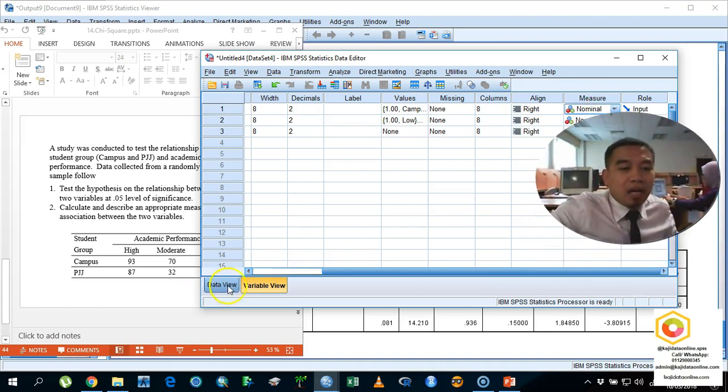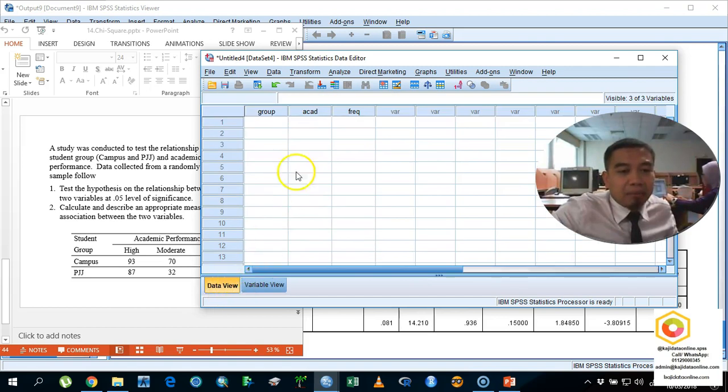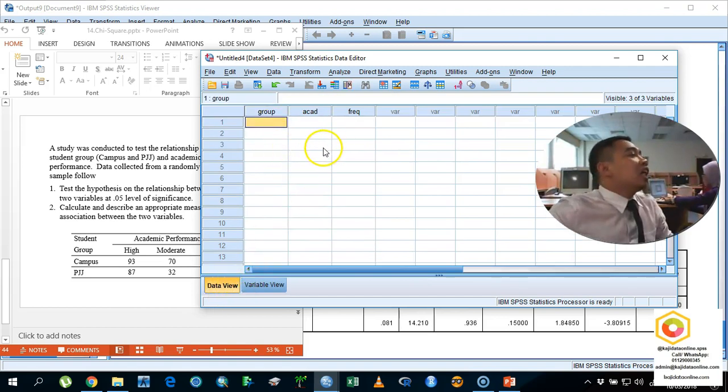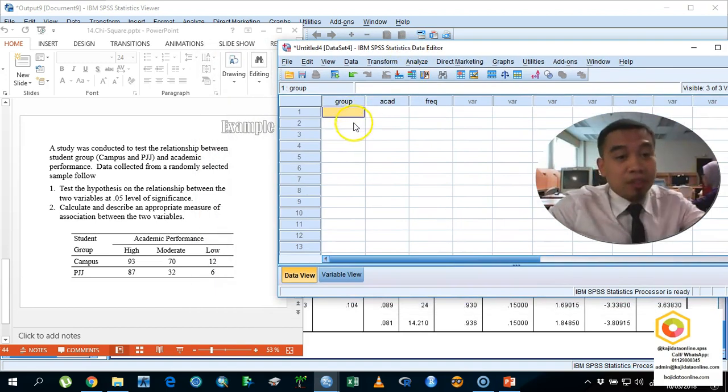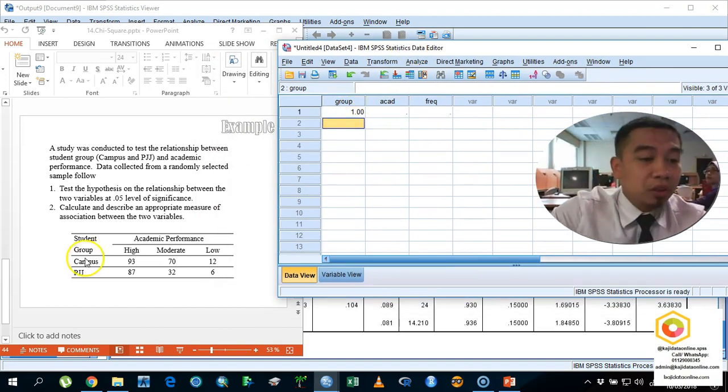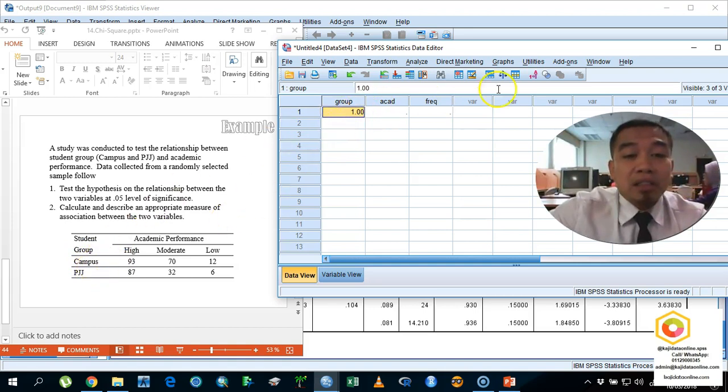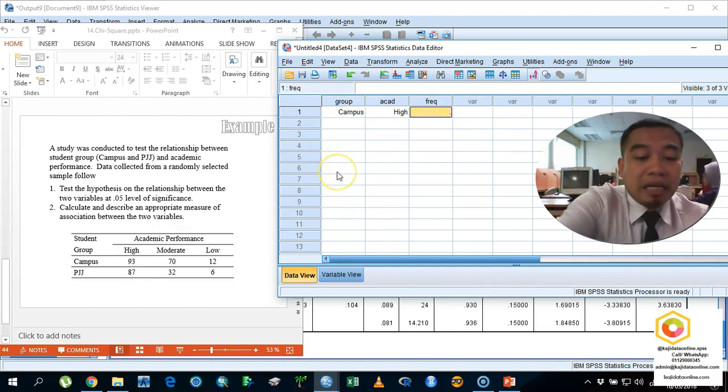Okay, now our data are already set up, and then we are going to key in our data. Can we key in together? Okay, the first one is the first group, those who are the campus group. The first one, staying in campus, academic performance high. How many? 93. Correct, 93.